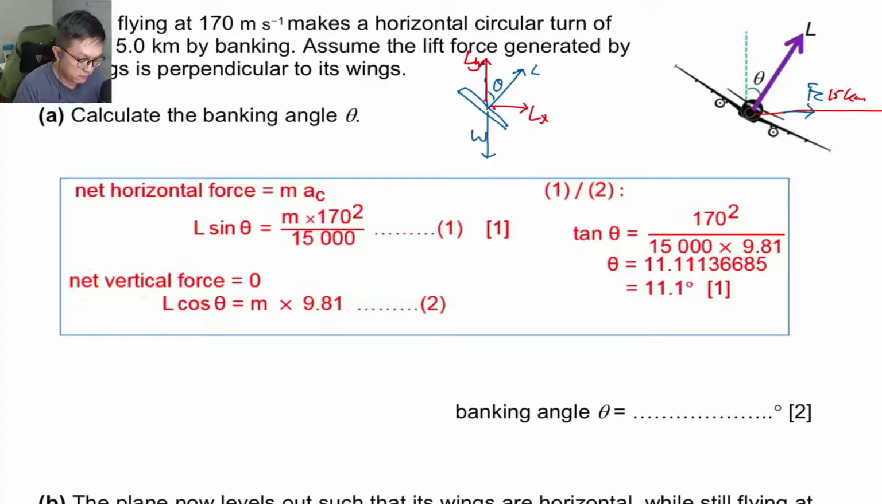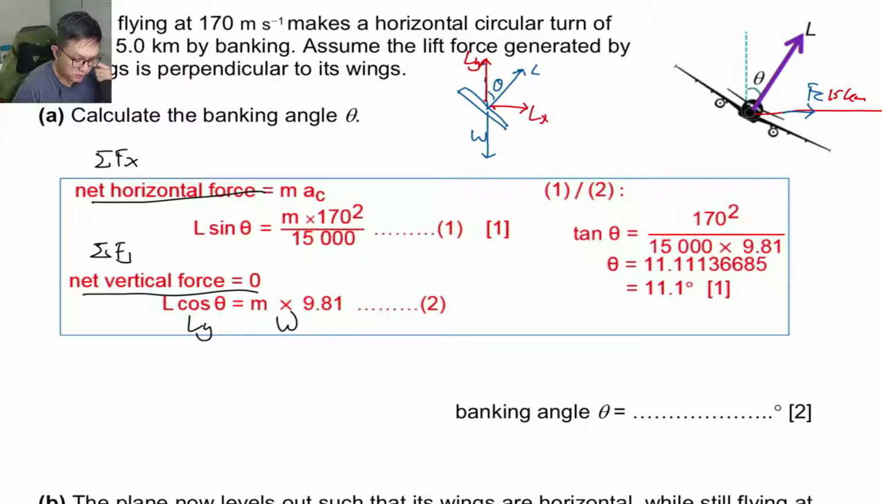For most of you, you did not write in these two expressions. You don't say this is net horizontal and net vertical. Even if you're lazy, just put summation of Fx and summation of Fy. That's okay as well, just make it clear. So this one will be L cosine theta equals mg. This is Ly, and this is just your weight, because the only two vertical forces you have are Ly and your weight. So you can form the second equation.